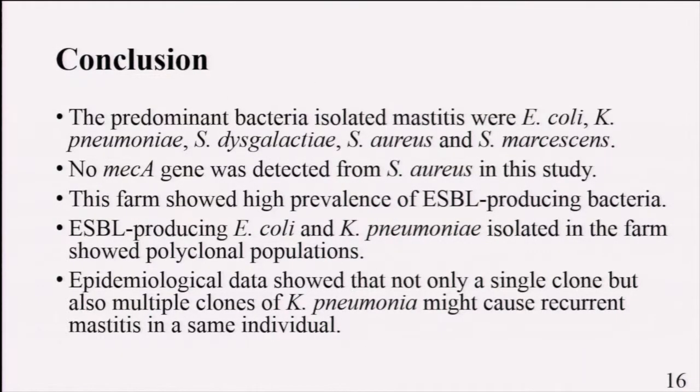For conclusions, the predominant bacteria isolated from the mastitis in our study were the E. coli, Klebsiella pneumoniae, Streptococcus dysgalactiae, Staphylococcus aureus, and serotype. No mecA gene was detected from the Staphylococcus aureus in our study, and this farm showed a quite high prevalence of the ESBL-producing bacteria. And ESBL-producing E. coli and Klebsiella pneumoniae isolates in this farm show polyclonal populations.